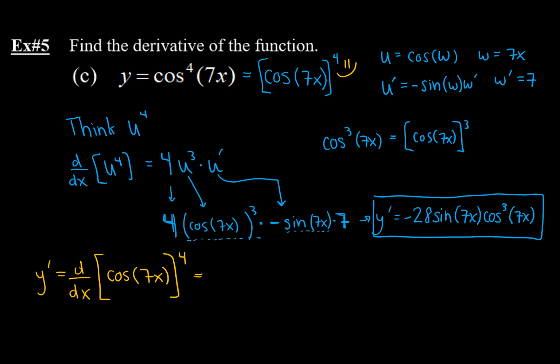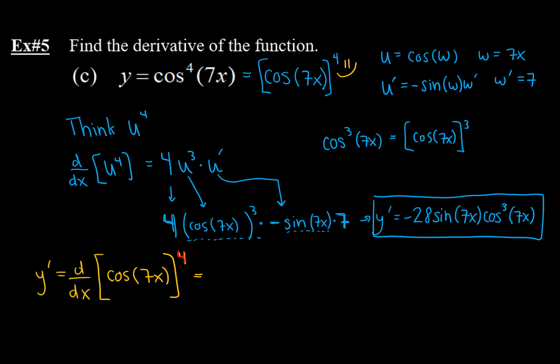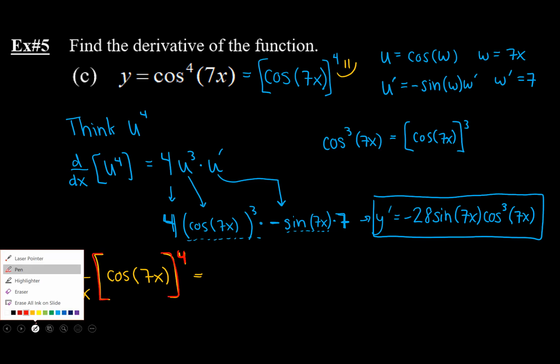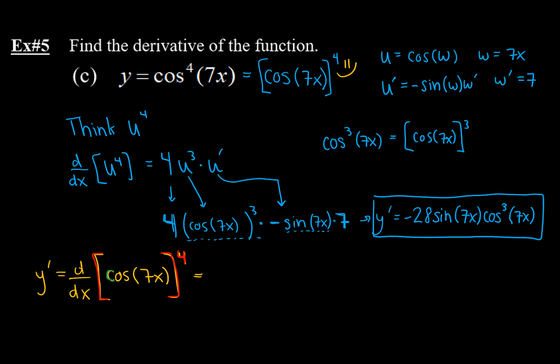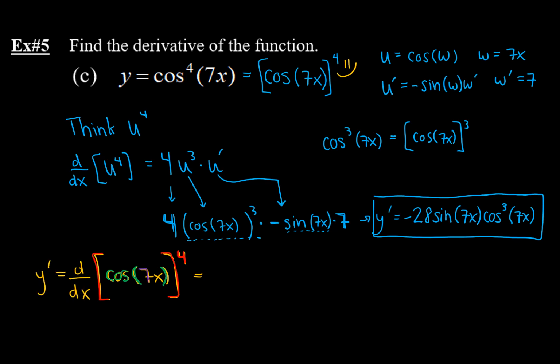All right, so the first thing I'm going to do is think about this as multi-stepped. Let me color code some things. First of all, I've got the power of 4, and that power of 4 is dealing with the inside, which is the cosine of something. And then inside that cosine is the 7x.